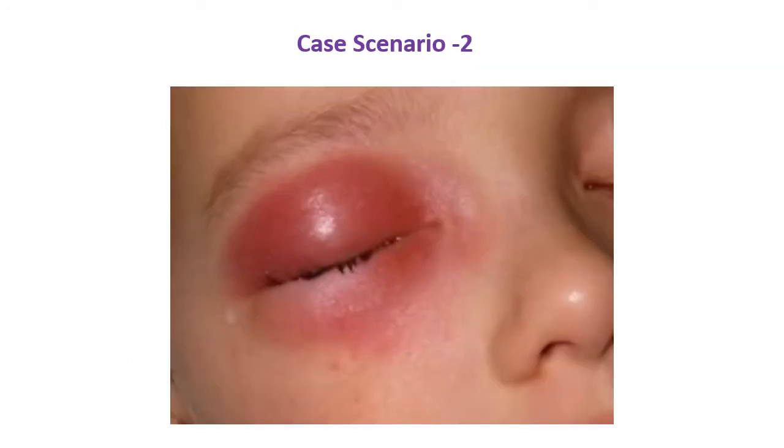So let's start with a case scenario again. An 18-year-old girl had a movie date night. She had to go out with her friends. However, she developed a pimple on the tip of her nose. Distressed, she squeezed it off. 2 days later, she came to the hospital.